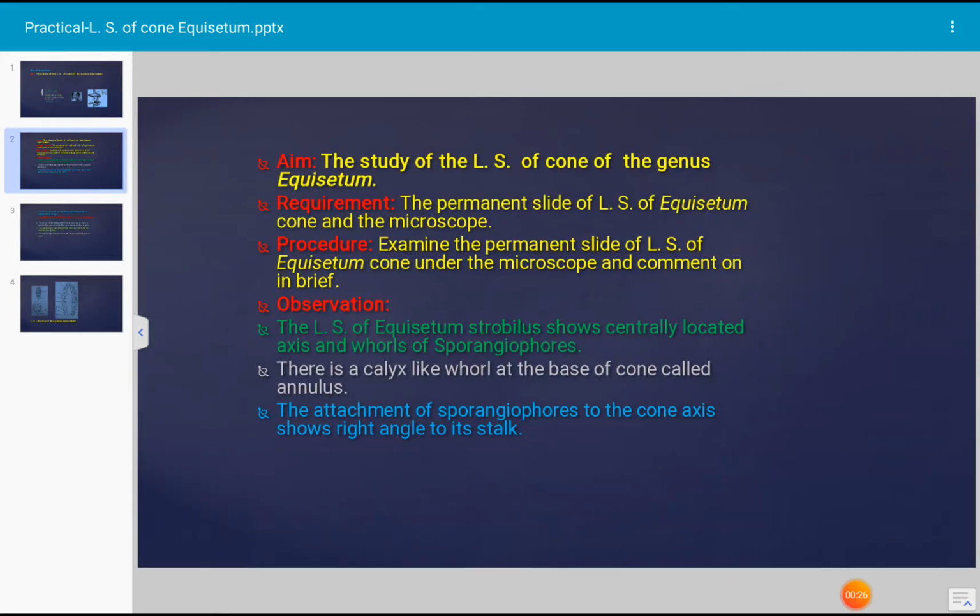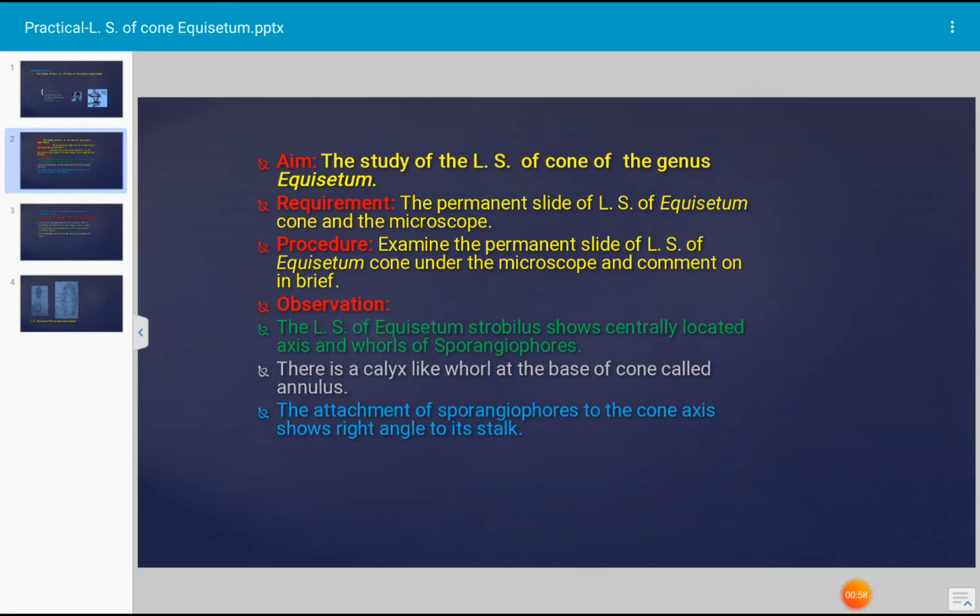Requirement of the practical: we need a permanent slide of longitudinal section of Equisetum cone and the microscope. The cone is also known as strobilus. In procedure, we have to examine the permanent slide of longitudinal section of Equisetum cone under the microscope, observe keenly, and write what we saw in the microscope.